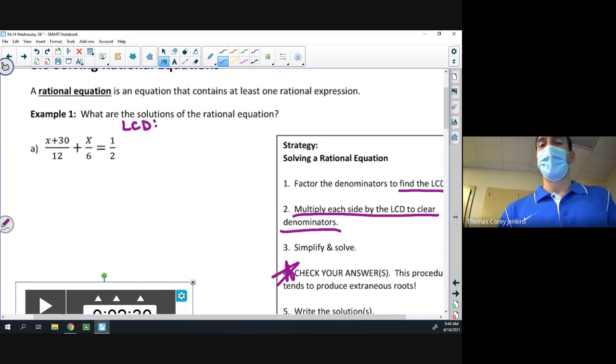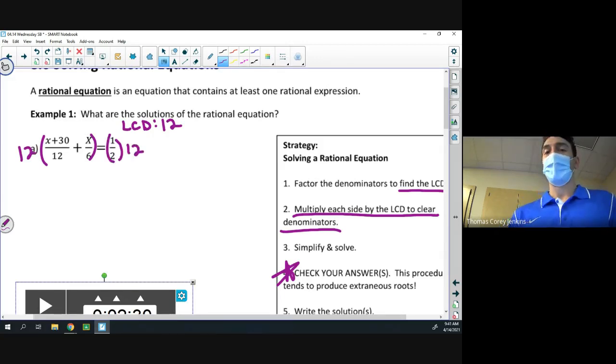And we could factor out 12 and 6 to see what the LCD is. But when it's just constants, we normally can just see that. So in this case, our LCD is going to be 12. So that means that if I multiply both sides of the equation by 12, I should end up with no denominator. Okay. Now the next key is, how do we do that, or how's that look?